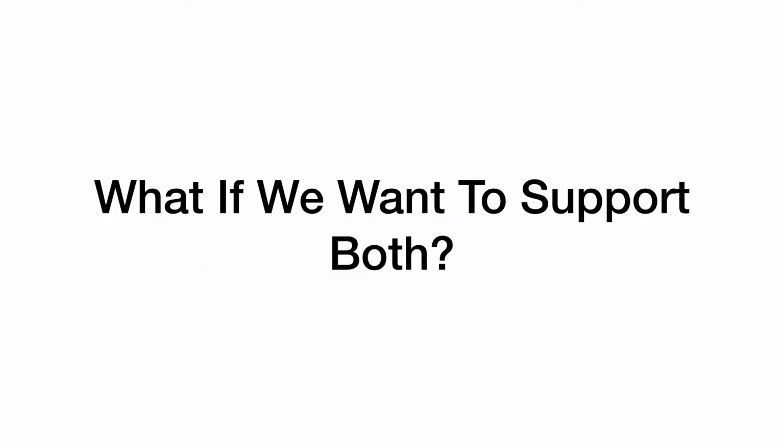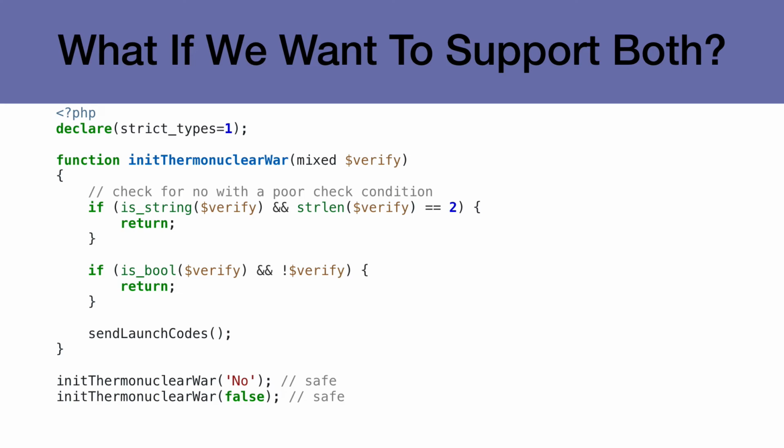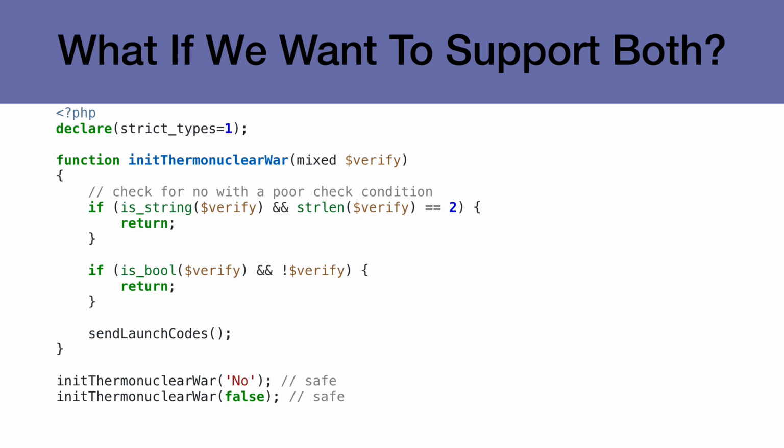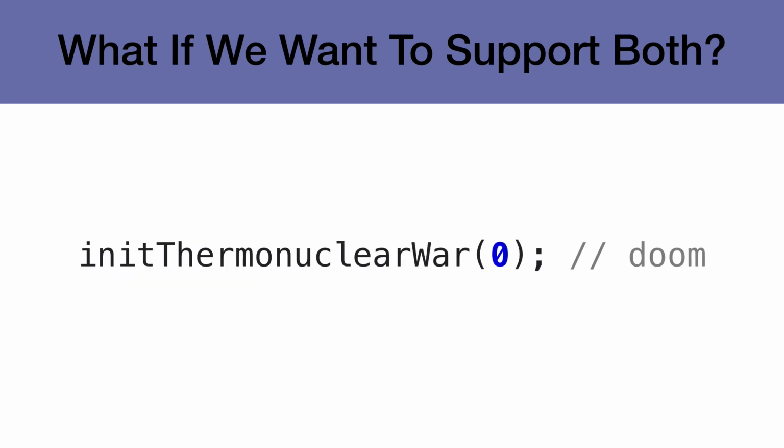What if we want to support both? Let's say there is a case where we might want to support both a string and a boolean type in our function. How would we go about doing this? Before PHP 8.0, our only option was to specify the parameter as a mixed type. A mixed type parameter will take any type, but to work with the variable, we had to have checks to determine what type we're working with. Of course, the downside to this is that we've run into the same problem as before because we can now pass a new type to our function and run into the same problem.